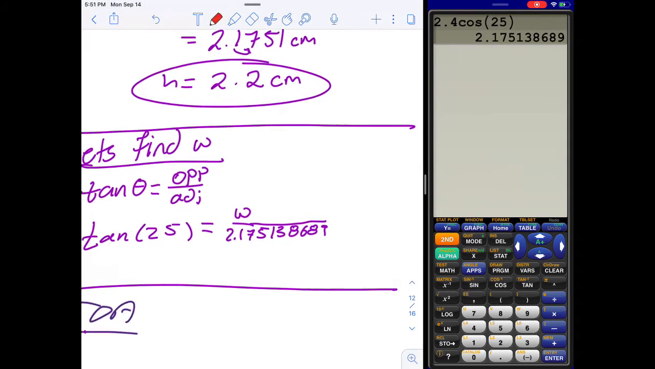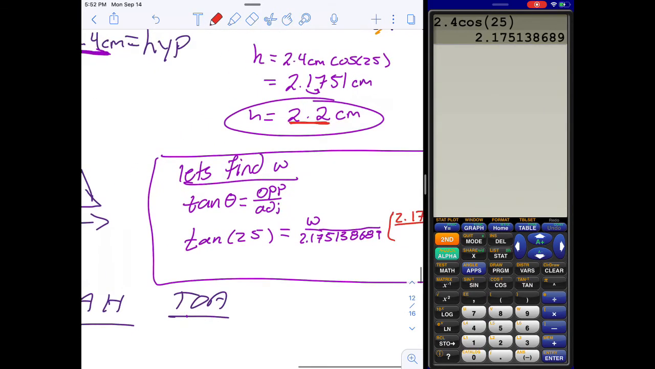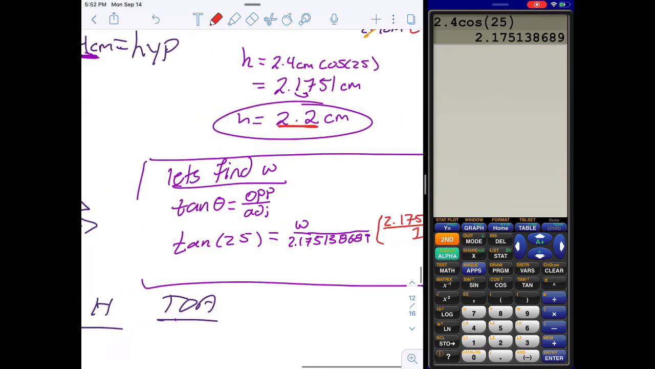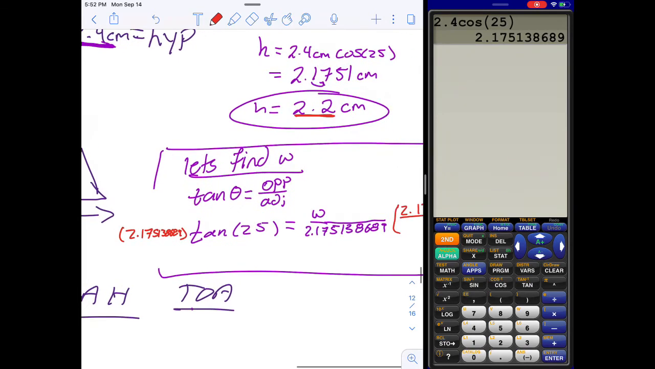Now, why do I do that? I do that because if you use the rounded number, you are going to possibly get a wrong number. So in order to solve for W, W is being divided by 2.175138689. So I'm going to multiply both sides by 2.175138689. Remember, that's technically over 1. Okay, and maybe I'll give us a little bit of room here because it's a big number. So I'll multiply this side by 2.175138689. Okay, and that cancels out.